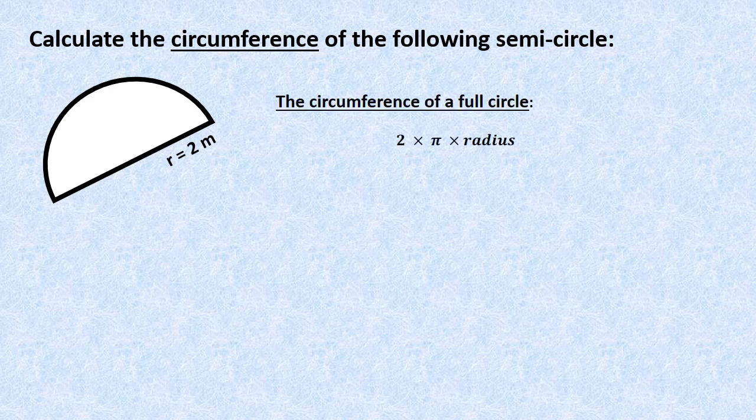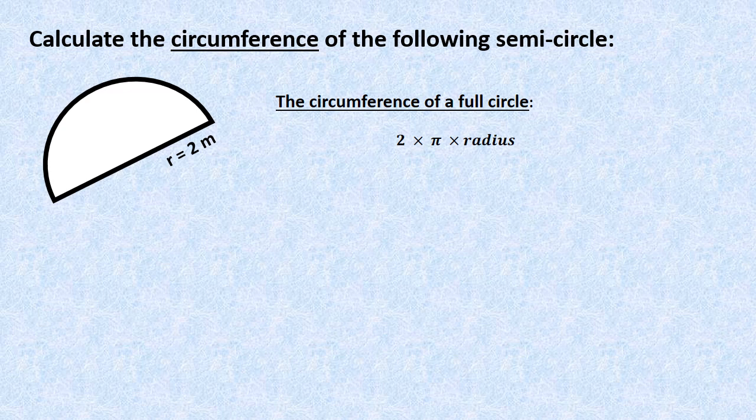Let's have a look at another example where they say calculate the circumference of the following semicircle. There's the semicircle and the radius is 2 meters. The only formula that we've got is the circumference of a full circle. So can we use a full circle's formula to work out the semicircle? Yeah, lots of you are saying yes, I can hear you. Okay, so you have to use that.